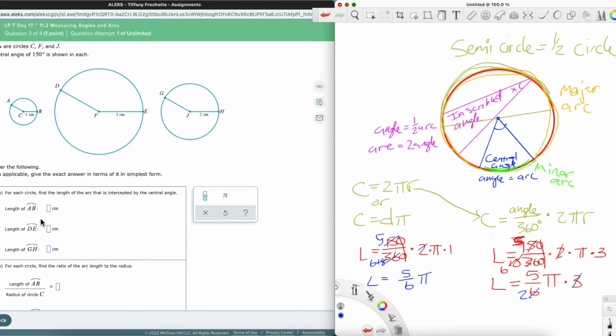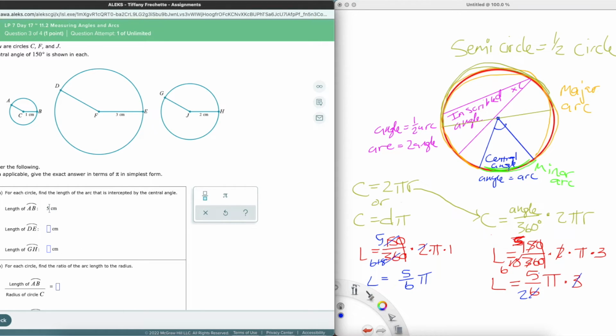Let me type these in. 5 over 6, and then I need to make sure I click pi. 5 over, where's my division sign? 2. And pi. Okay.